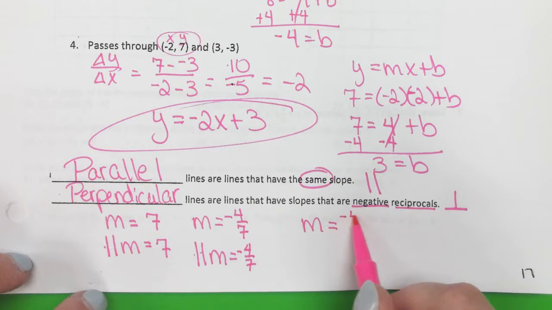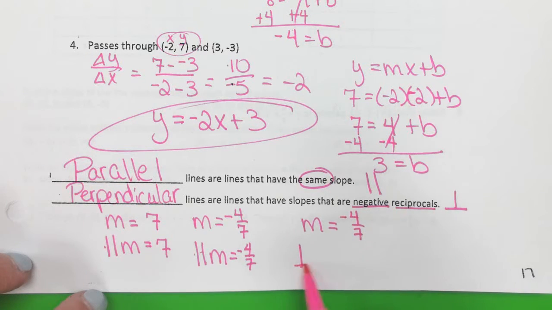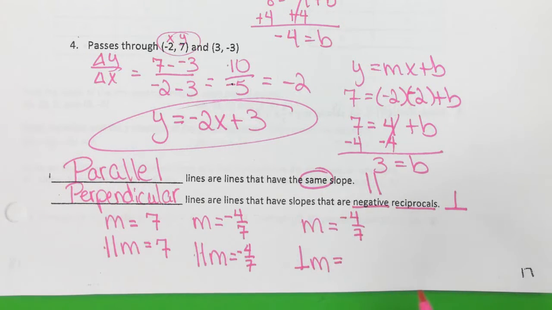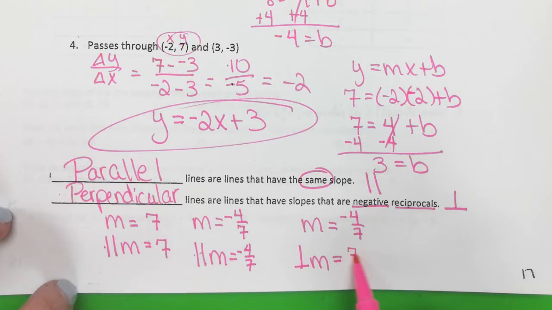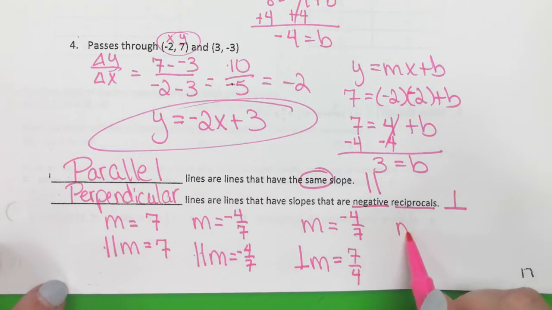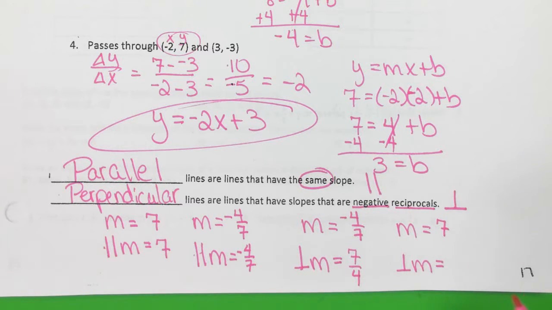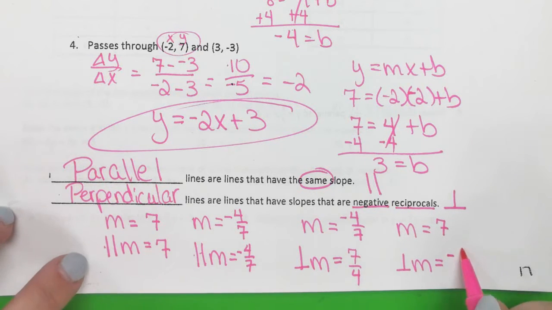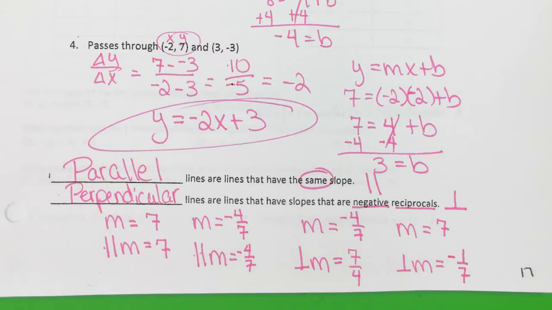What if I were to give you, let's do the same thing, perpendicular. There you go. Change the sign. What's the opposite of a negative? A positive. And then flip this guy. What do you get? 7/4. All right. What about 7? What's the opposite of a positive? Negative. By flipping. There you go. 1/7. Y'all okay? Is this bringing back some memories from geometry, hopefully?